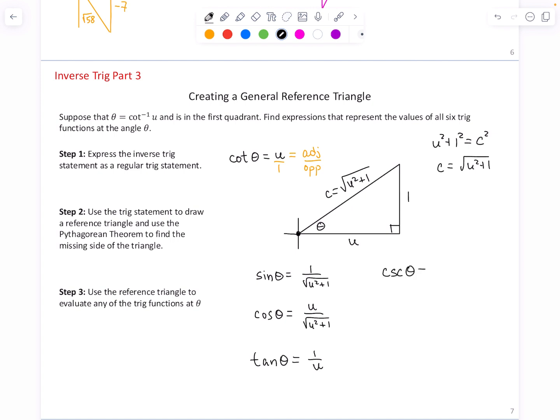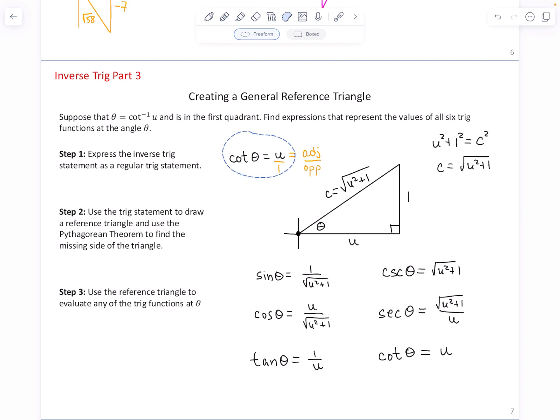Now for the other 3, cosecant, which is the reciprocal of sine, will give us hypotenuse over opposite. So just radical u squared plus 1 over 1, which I won't write. Secant of theta, the reciprocal of cosine, will give us hypotenuse over adjacent. So radical u squared plus 1 all over u. And then finally, the cotangent of theta is the reciprocal of tangent. It is adjacent divided by opposite, giving us u over 1, or just u, which is no surprise because this is the statement we used to create the triangle in the first place.